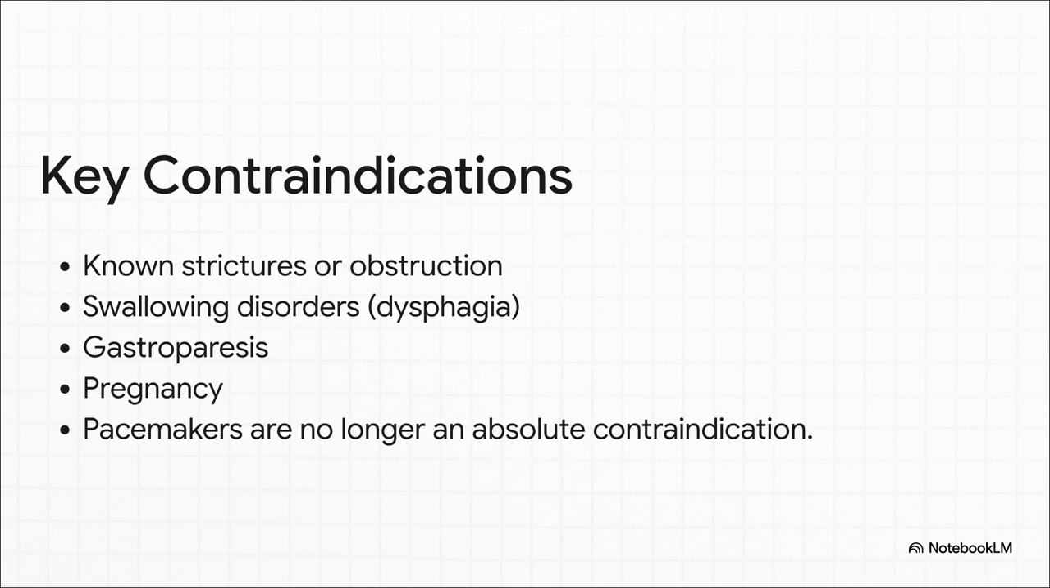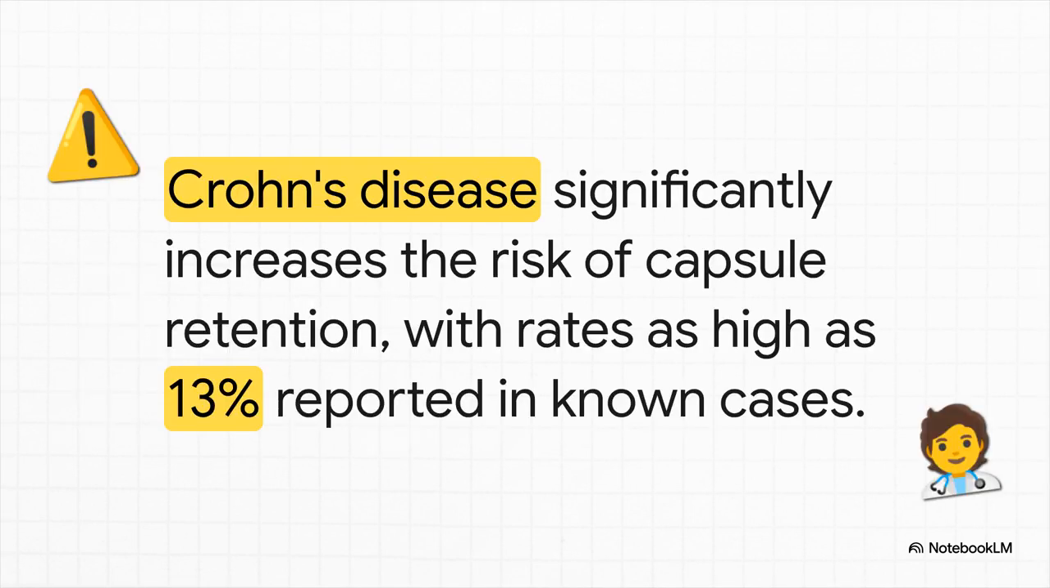And here's a really key clinical update for you. Pacemakers. They used to be a big red flag, but now they're no longer considered an absolute contraindication. Now, some conditions really crank up that retention risk. For patients with known Crohn's disease, who can have all sorts of inflammation and narrowing, that risk shoots up to as high as 13%. That's about 1 in 8 patients. You absolutely have to respect that number when you're deciding if this is the right procedure.